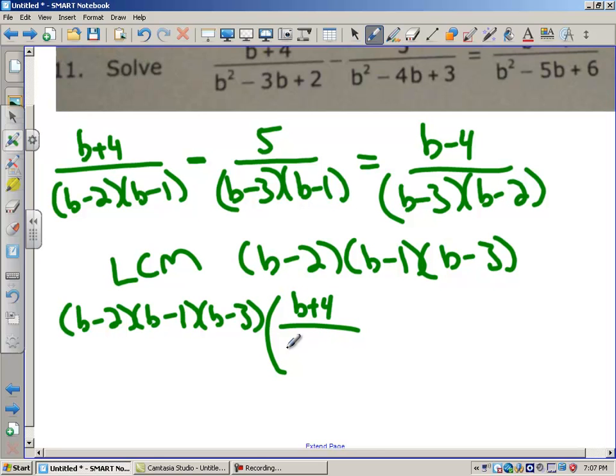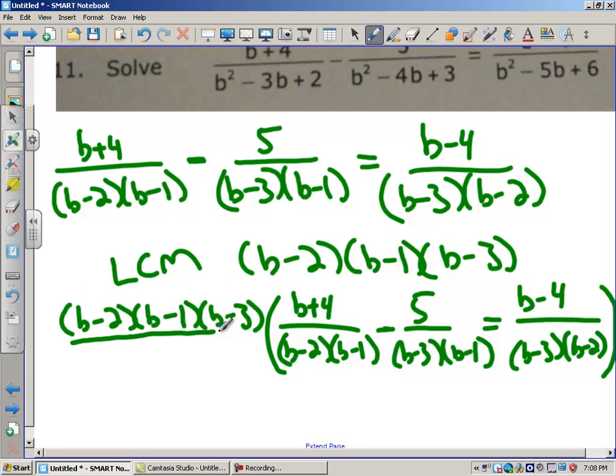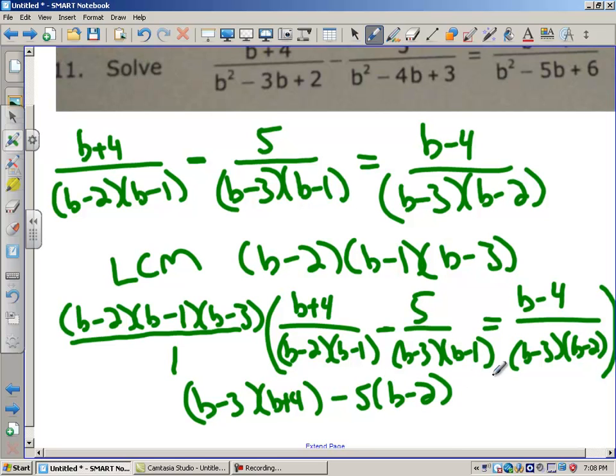b plus 4 over b minus 2 and b minus 1. Also, I'm going to multiply that by the second fraction. I'll show you what happens. And then I'm also going to multiply it by the other side of the equal sign. Okay, so here's how this is going to look. When I multiply this common denominator through by this first fraction, the b minus 2 and the b minus 1's cancel, and I get b minus 3 times b plus 4. Now when you multiply this least common multiple through by the second one, the b minus 3 and the b minus 1's will cancel, and you'll get 5 times b minus 2. And then on the very end, the b minus 3 and the b minus 2's cancel, and you get b minus 4 times b minus 1.